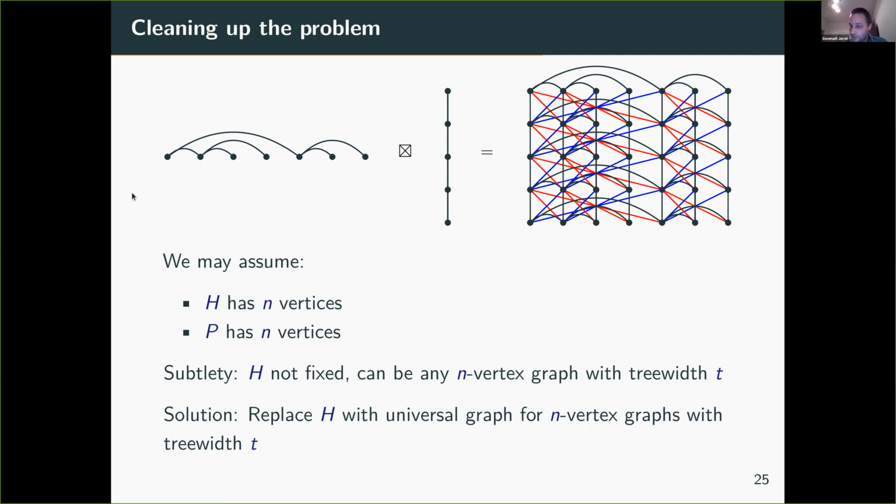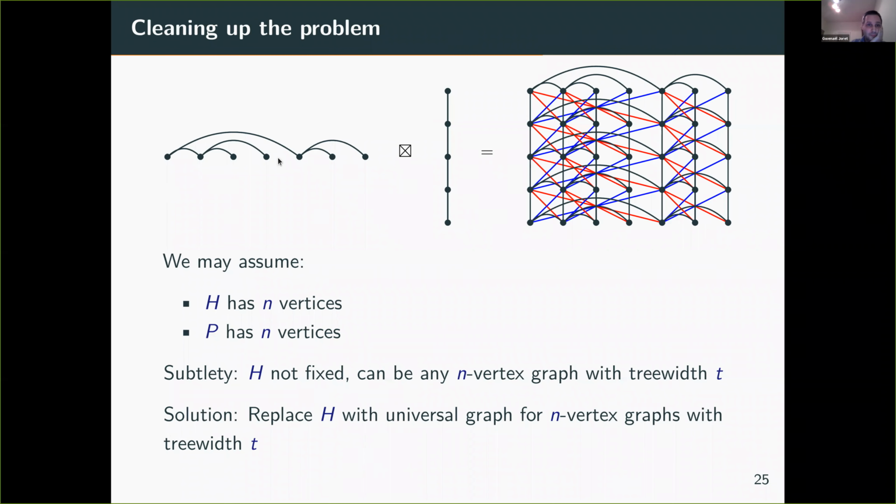so what I'm going to do is try and explain the main ideas in how we construct these universal graphs for subgraphs of a bounded tree width graph times a path. I'm not going to be able to describe the full construction, so I'm just focusing on the main ideas. So first, we are going to clean up the problem a lot. Well, a little at least.